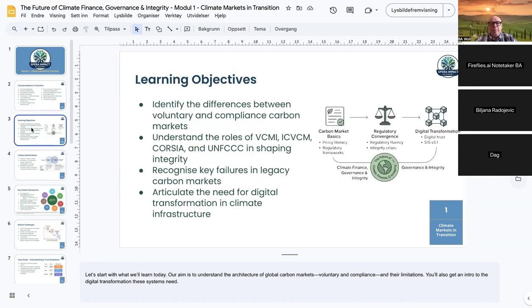So the learning objectives for this first module are that I hope you will be able to identify the differences between the voluntary and the compliance markets, that you understand the role of VCMI, ICVCM, CORSIA, UNFCCC, etc. in shaping the integrity, that you recognize some key failures in legacy carbon markets, and that you can articulate the need for digital transformation in climate infrastructure.